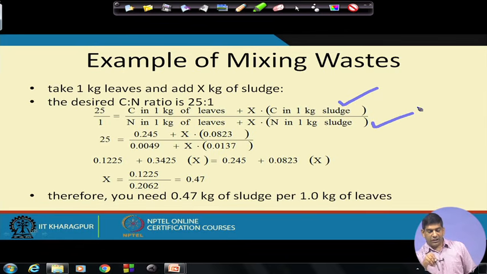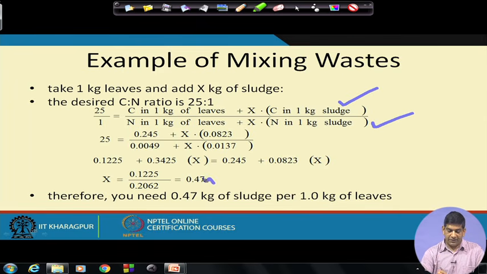So carbon in 1 kg of leaves plus x times carbon in 1 kg of sludge, where x is how much sludge needs to be mixed. Then for the nitrogen, it's nitrogen in 1 kg of leaves plus x times nitrogen in 1 kg of sludge. If you do this math, you come up with x equal to 0.47.